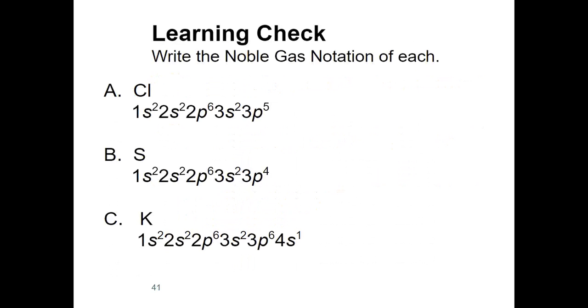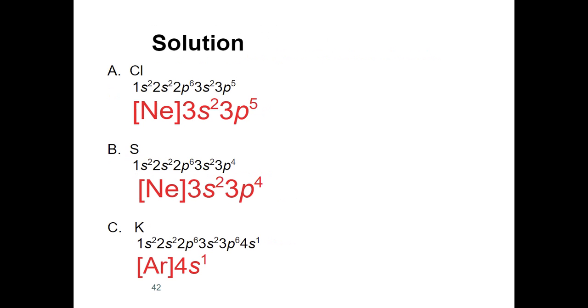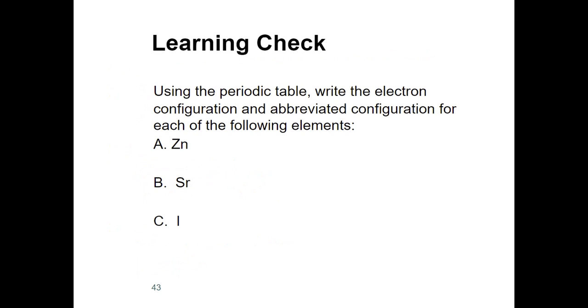All right, learning check. Write the noble gas notation of each. Again, you are already given the electron configuration. You just need to write the noble gas notation. Please pause and answer. And then when you're done, here are the answers. Okay, so that's it. I hope that you have learned.